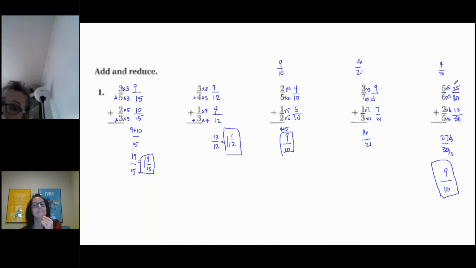So 25 and 12. 25 over 30 and 12 over 30. You know what, ladies? 25 and 12 gives you 37. So 37 over 30. The fraction would be 1 and 7 over 30. Yeah, hold on, let me rewrite it. So I have 37 over 30, my bad, equals 1 and 7 over 30, and then you can't reduce it at all.